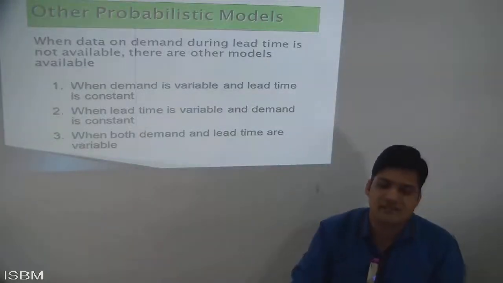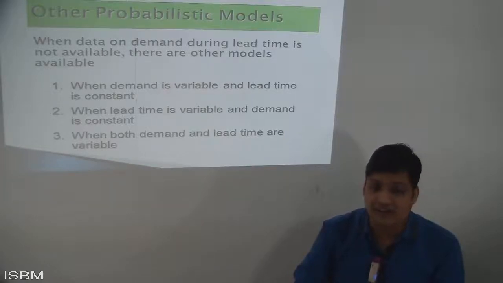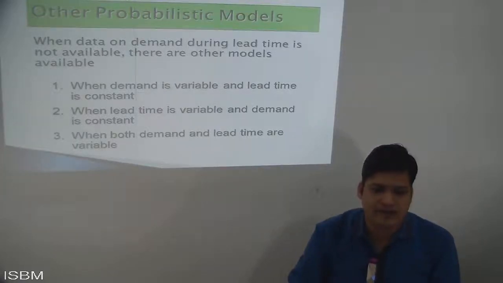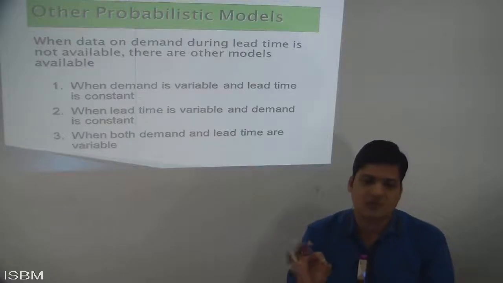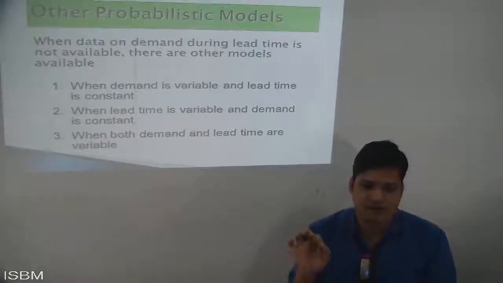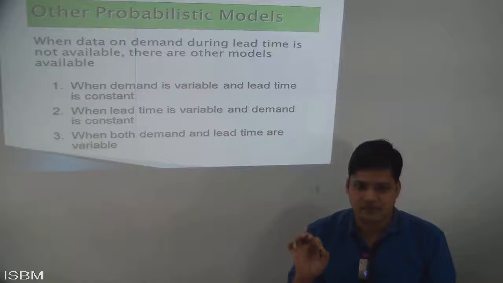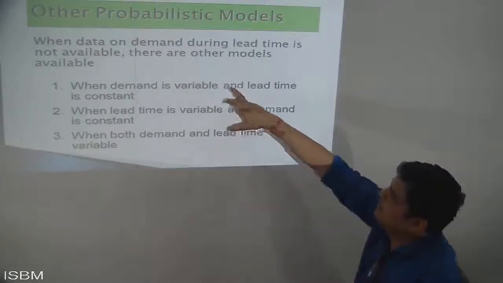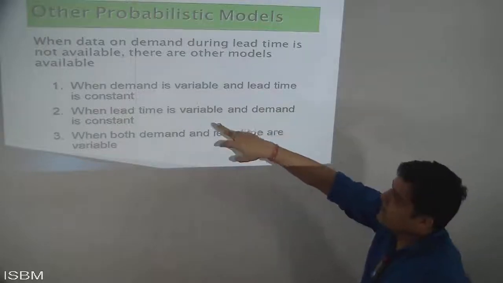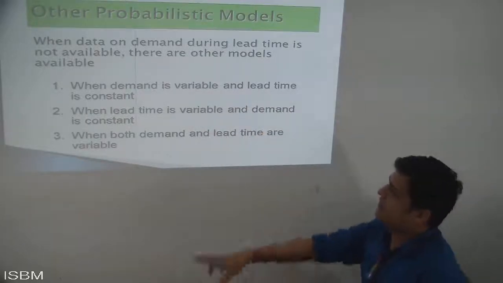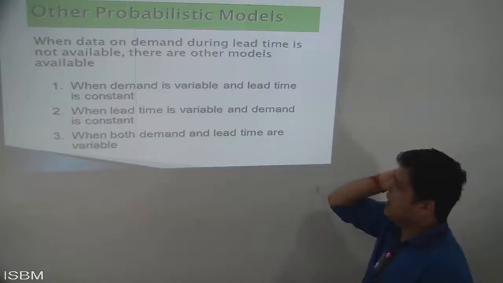Other probabilistic models. When data on demand during lead time is not available, there are other models available. When demand is variable, the lead time is constant. When lead time is variable, the demand is constant. And there is the case when both demand and lead time are variable.